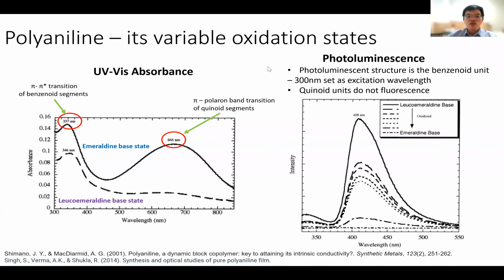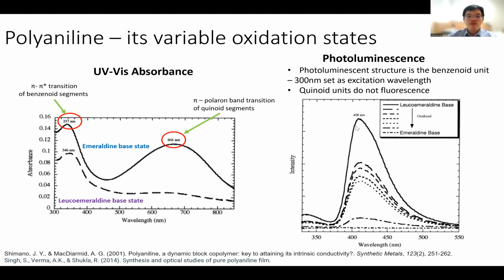With the absorbance spectra, we now move on to discuss the photoluminescence of polyaniline. The excitation wavelength was set at 300 nanometers, which falls within the pi to pi star absorption envelope of the benzenoid units, as the photoluminescent structure in polyaniline is the benzenoid unit. On the other hand, quinoid units do not fluoresce. Results of this study, as you can see here, demonstrate that the leucoemeraldine base state of polyaniline exhibits a photoluminescence spectrum with wavelength maxima of about 410 nanometers.